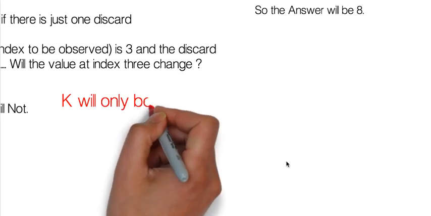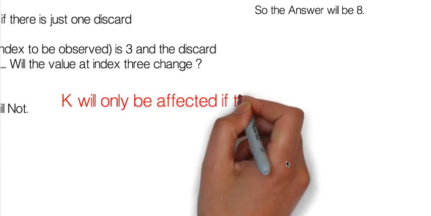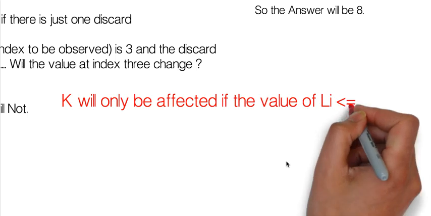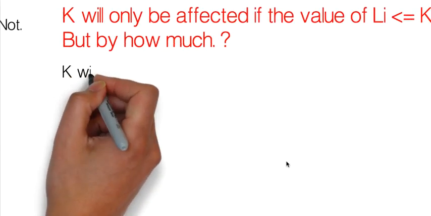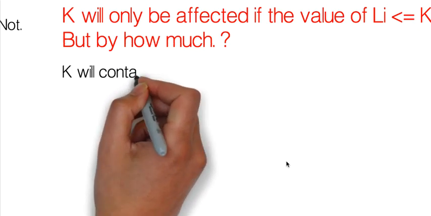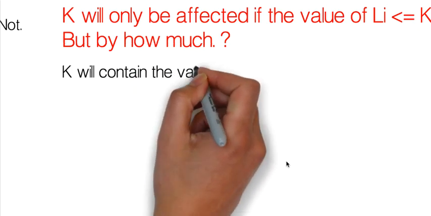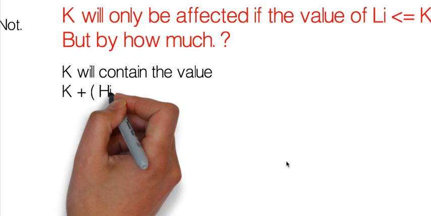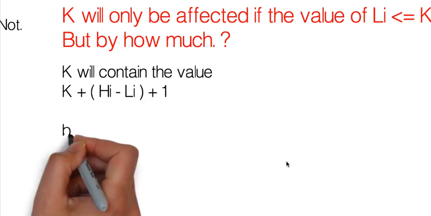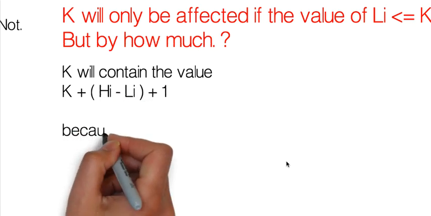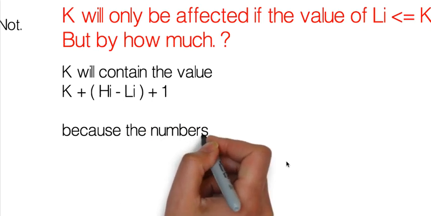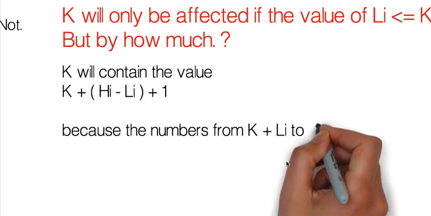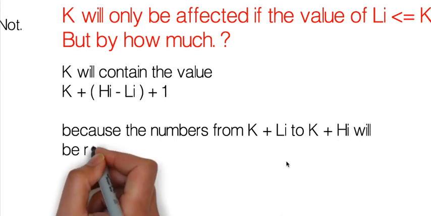So we can establish that if this is the last discard, k will only change if the value of li is less than or equal to k. And by how much? Well, k will become k plus hi minus li plus 1. Why so? Because the elements from k plus li to k plus hi, both inclusive, will be removed. And so the next element, k plus hi minus li plus 1, will take its position.